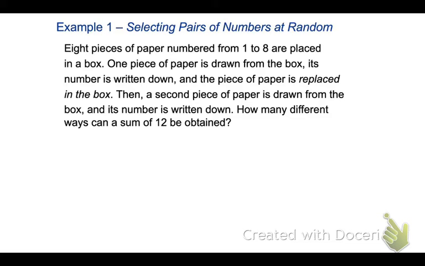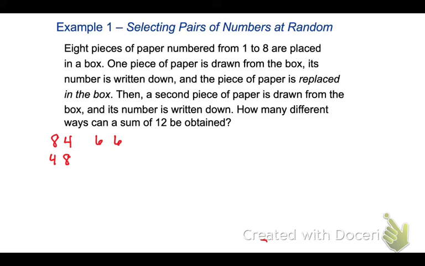4 and 8. So I could get 4 and 8. 6 and 4? No, that's 10. 8 and 4. But I also could get 4 and 8. Yes. I could get 6 and 6. But you can't distinguish between 6 and 6 or 6 and 6 because I didn't say red paper, blue paper, did I? No. So there's only one way to get 6 and 6.